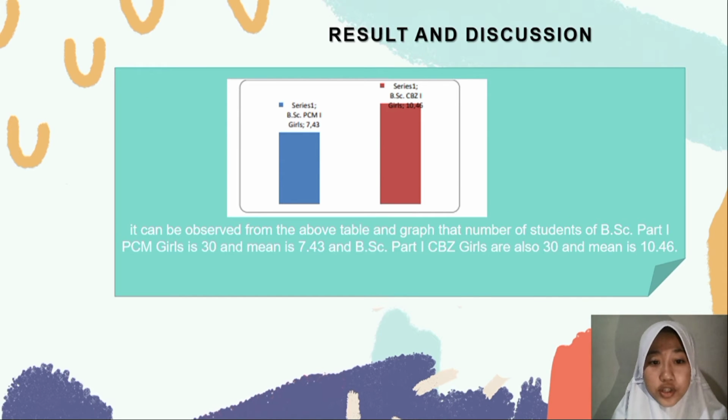Results and discussion. It can be observed from the above table and graph that the number of students of BCT Part 1 PGM girls is 13 and men is 7, forms 4 3, and BCC Part 1 TBV girls are also 13 and men is 10, forms 4 6.